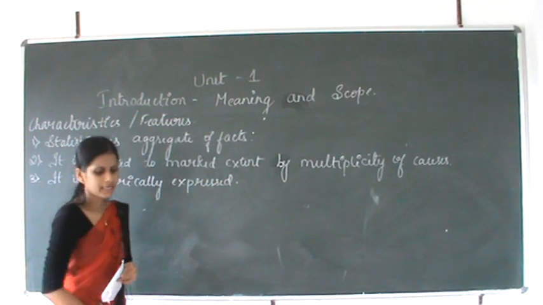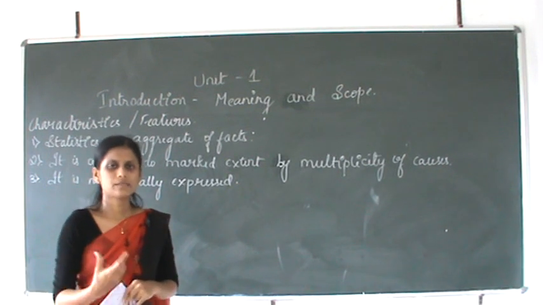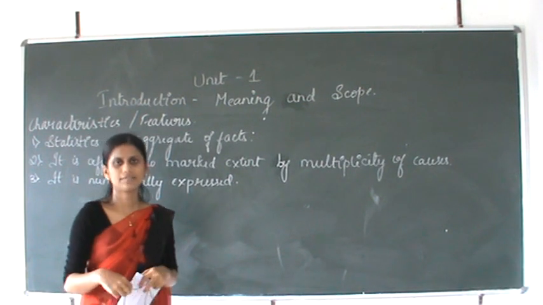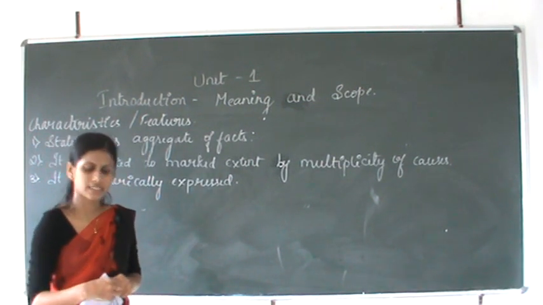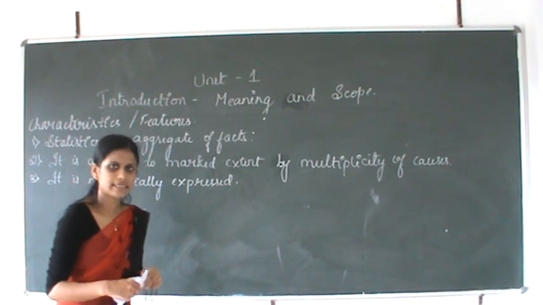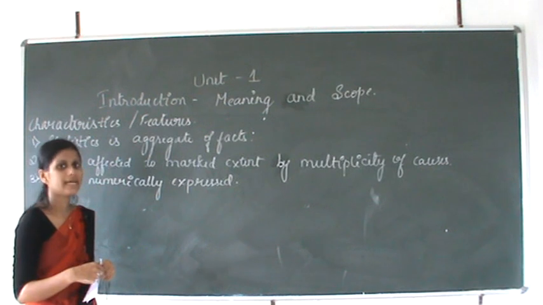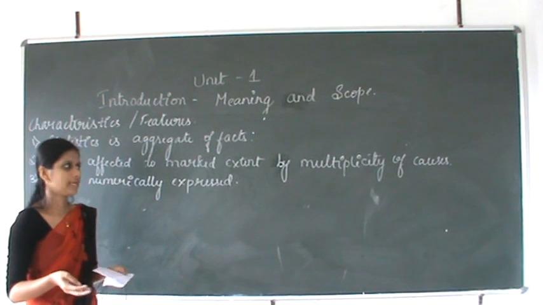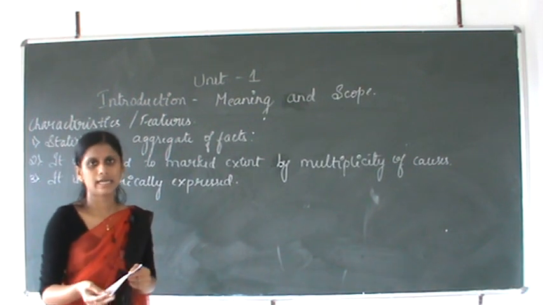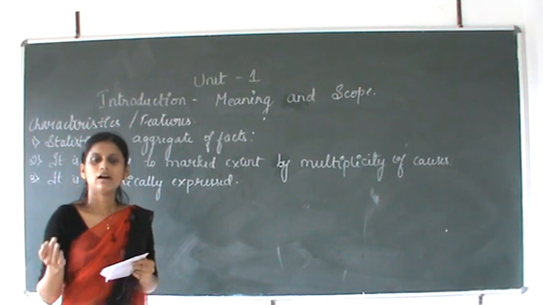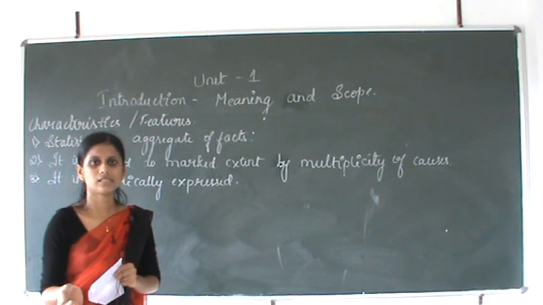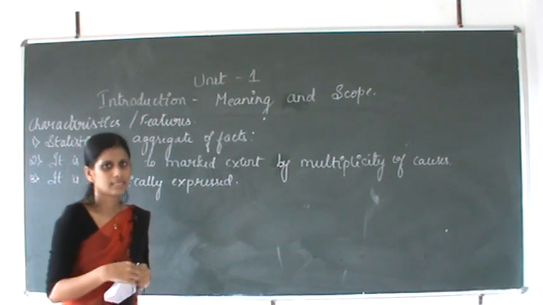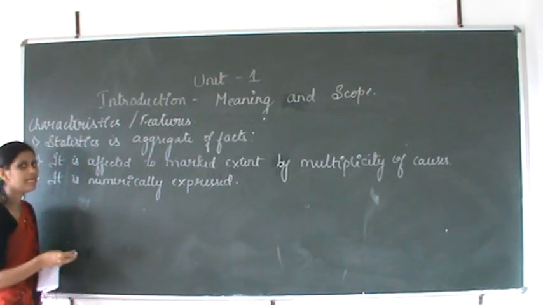Whatever data are expressed in numbers or in numerical statements, we can call it statistics. Qualitative data cannot be considered as statistics. Only quantitative data can be considered as statistics. For example, if you consider qualitative data like old, young, or good, bad, then it cannot be considered as statistics. But if you present the same in numbers, then we can call it statistics. So statistics is numerically expressed.